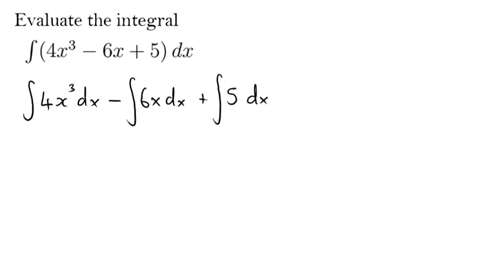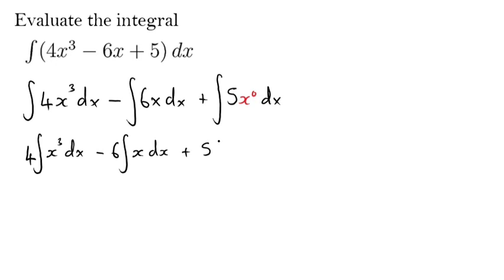Now, I'm interested in this 5. Since it's just 5, we should know that there's an x here, though this x is raised to the power 0, because you know that anything raised to the power 0 is simply 1. So I can push out the constants. For the first one, the constant is 4. So 4 times the integral of x^3 with respect to x, minus 6 times the integral of x with respect to x.